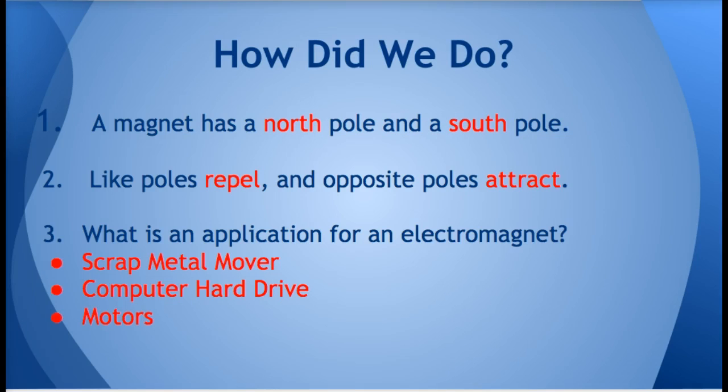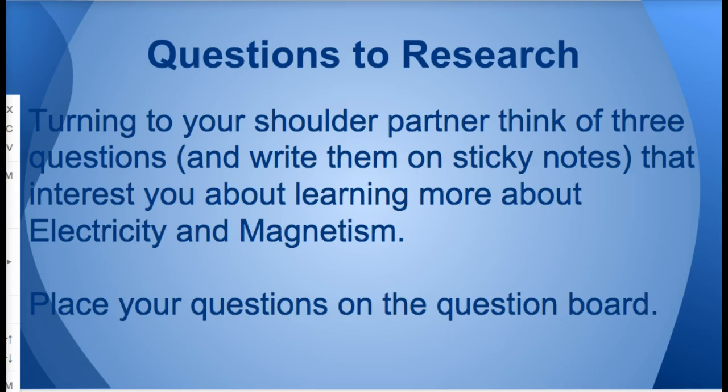How did we do? 1. A magnet has a north pole and a south pole. Like poles repel and opposite poles attract. What is an application for an electromagnet? Any one of these three: scrap metal mover, computer hard drive, motor.